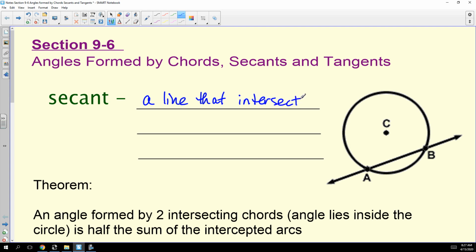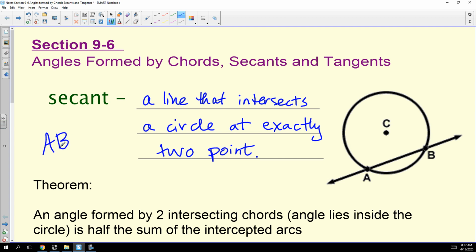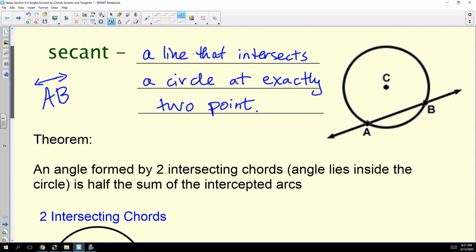So let's just remind ourselves of that. We haven't talked about a secant a whole lot. A line that intersects a circle at exactly 2 points. You can have a secant segment or a secant ray or a secant line, obviously. So line AB is a secant line. And remember that segments and rays can be contained within an entire line.